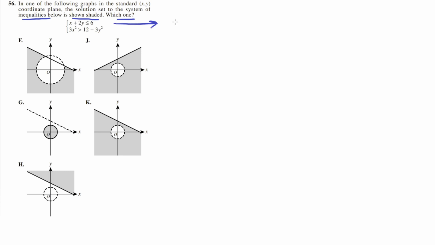It says that x plus 2y has to be less than or equal to 6. Let's rearrange this so it looks like a y equals mx plus b type equation. So let's move the x to the other side by subtracting x from both sides. We'll be left with 2y less than or equal to negative x plus 6. Then let's divide both sides by 2. So we'll have y is less than or equal to negative 1/2 x plus 3.